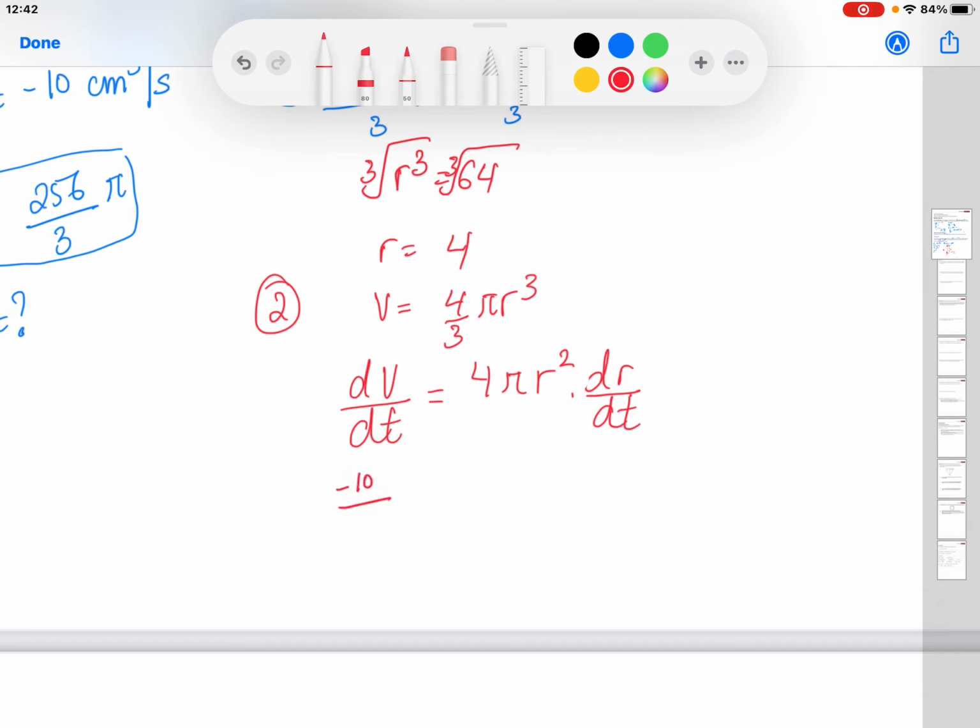-10 over... no, it's just -10, equals 4 pi, what's my radius? I found it to be 4 square, so I'm just going to substitute, and I don't know my dr dt. Do you see, I just had one variable here to solve for. So I am going to simplify this. I will get 64 pi here, so -10 over 64 pi equals dr dt, which would be the same thing as what? -5 over 32 pi. So dr dt is -5 over 32 pi.